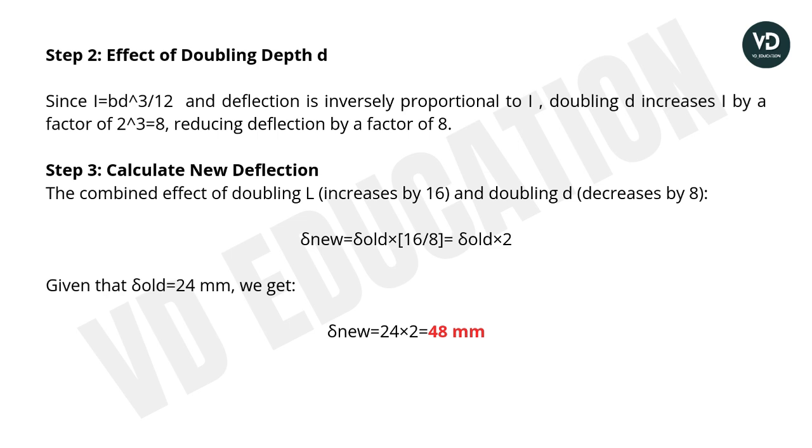Next, step 3, calculate the new deflection. The combined effect: doubling L increases deflection by 16 and doubling D decreases it by 8. So the new deflection will be the old deflection into 16 by 8, so old deflection into 2. Given the old deflection is 24 mm, we get the new deflection as 24 into 2, that will be 48 mm.